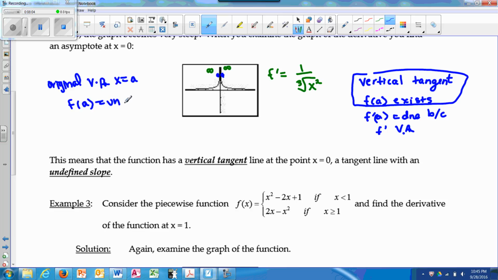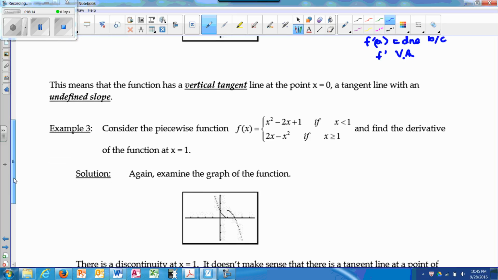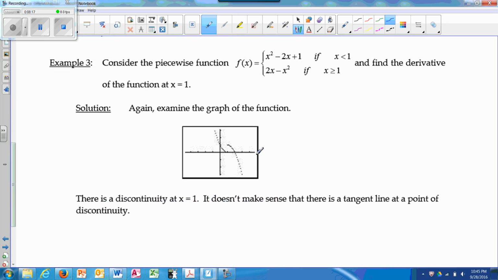So if f of a were undefined, because you have a vertical asymptote, not because of a jump, then you simply wouldn't do the derivative at all. Okay, the third way that we could end up with a problem isn't because the function is continuous, it's because it's discontinuous and we failed to check. The most common mistake I see students do is they try to jump to differentiability by taking the derivative. Before you can ever do differentiability, you must first check continuity.